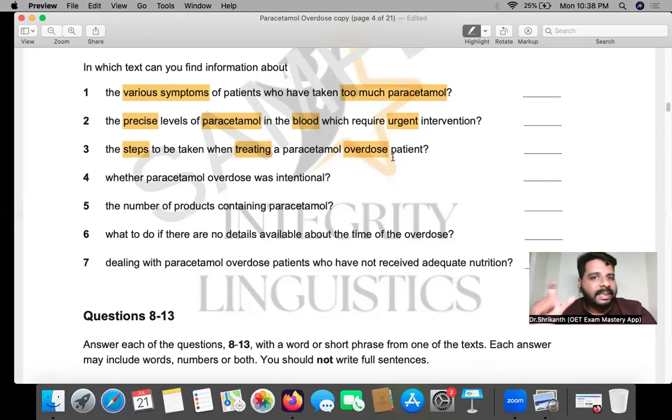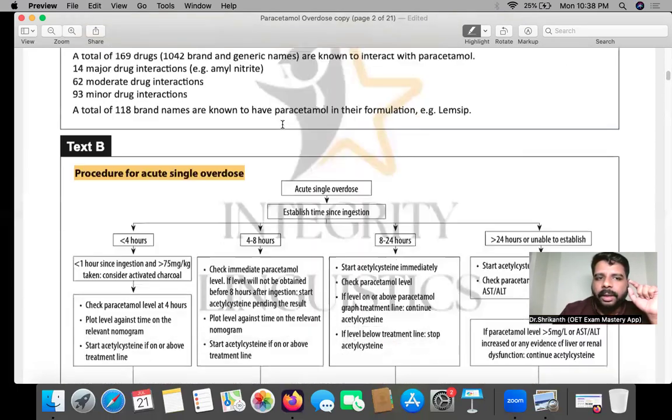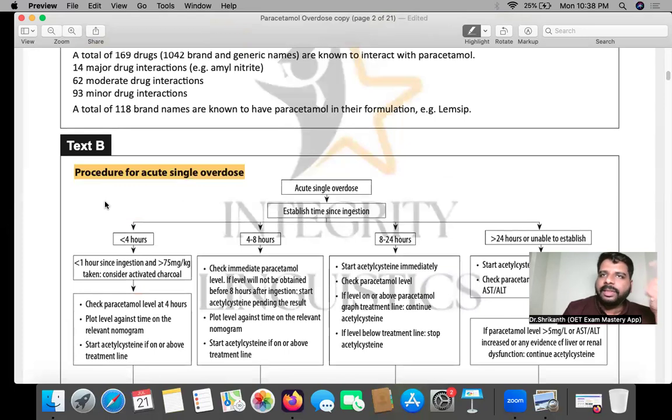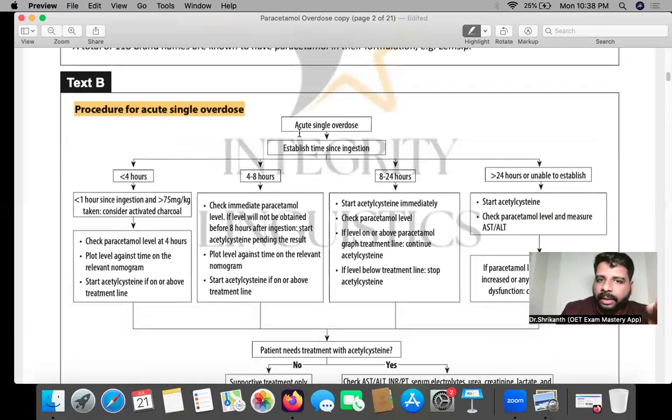Now see, in text C, it was urgent treatment and they were talking about plasma concentration levels. But what did we read in text B? Text B was procedure. Procedure means what? Steps. Procedure number 1, 2, 3, 4, 5. And see what is the acute single overdose. Acute single overdose means a sudden overdose of paracetamol.